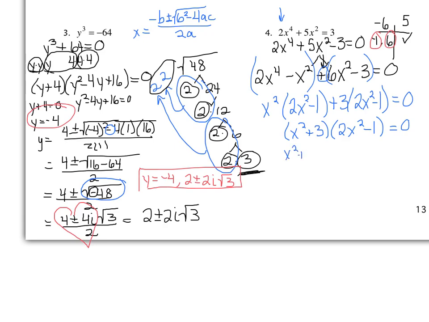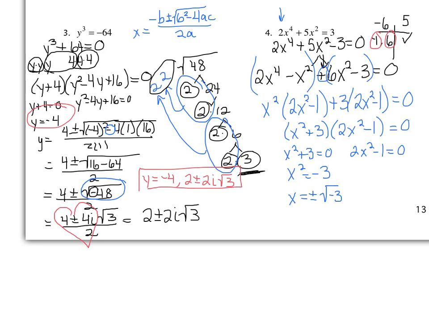You set each of these equal to 0. So x squared plus 3 is going to equal 0, and 2x squared minus 1 is equal to 0. Let's solve each of these little equations. For this one, I get x squared equals negative 3. To undo a squaring, you square root. So you get x equals plus or minus the square root of negative 3.